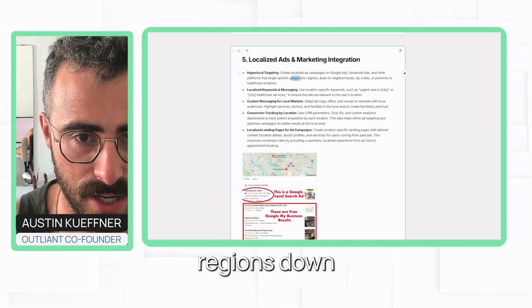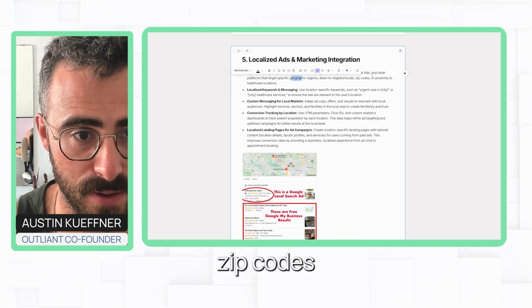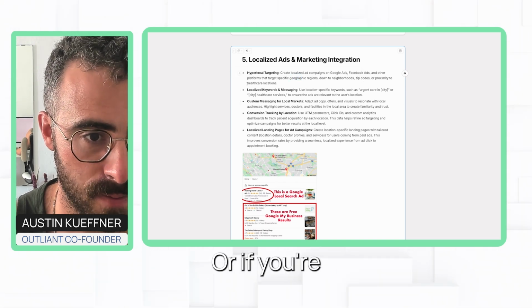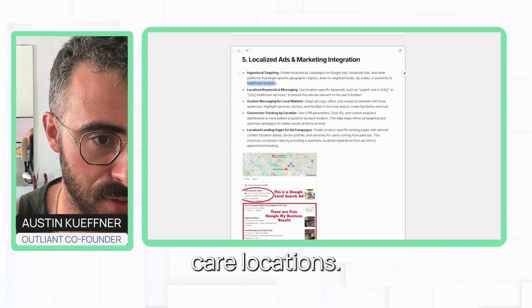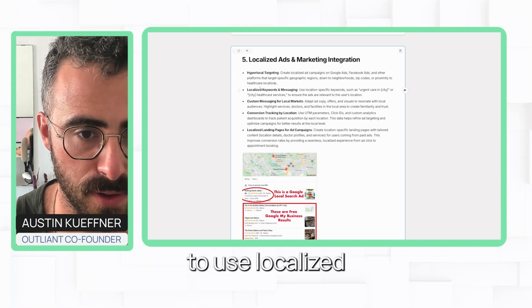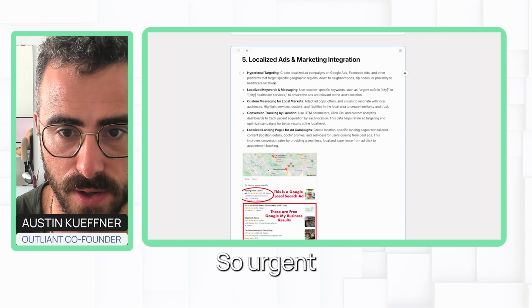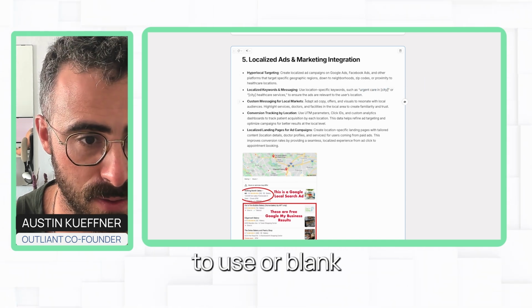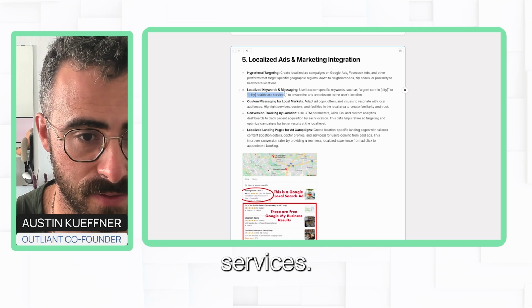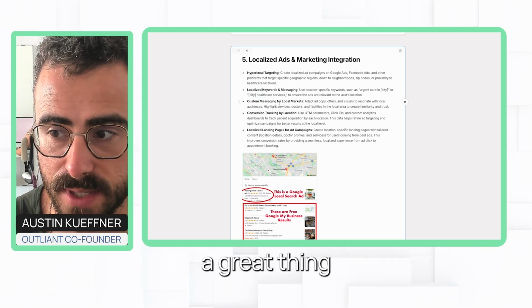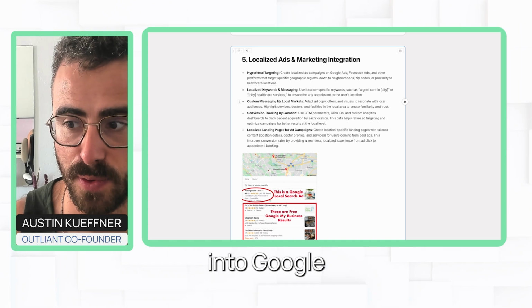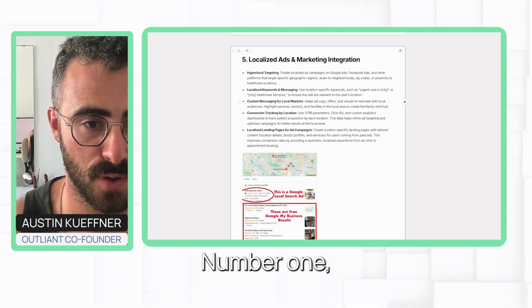setting geographic regions down to neighborhoods, zip codes, and proximity to your locations, or if you're a HIPAA compliant company, healthcare locations. You also want to use localized keywords, right? So urgent care in city name would be a great keyword to use, or blank healthcare services. Using city names is a great thing to target because that's what people are typing into Google, and you want your ads to show up number one.